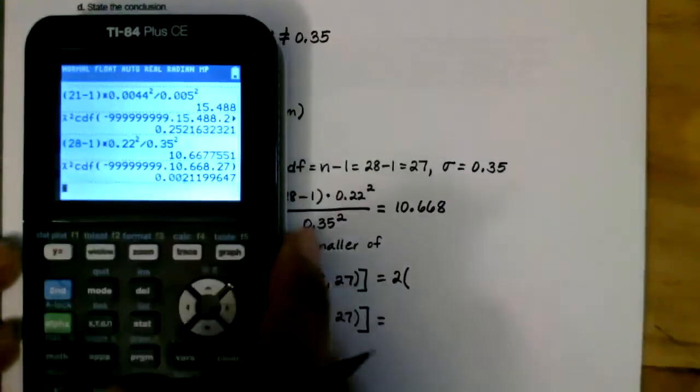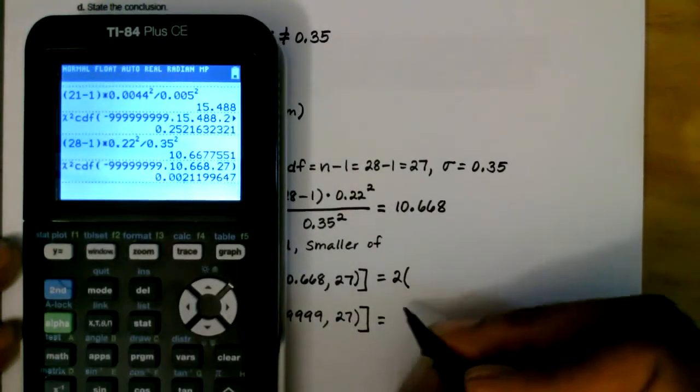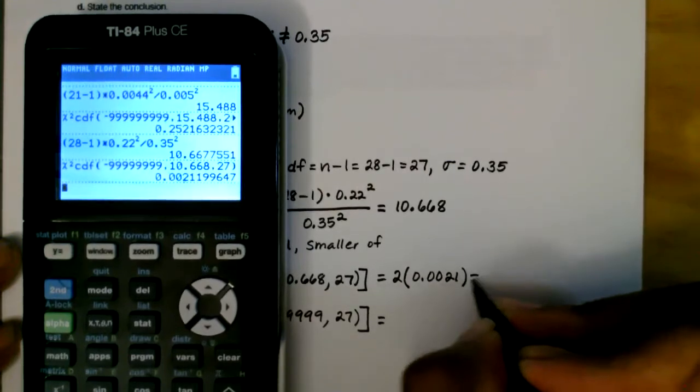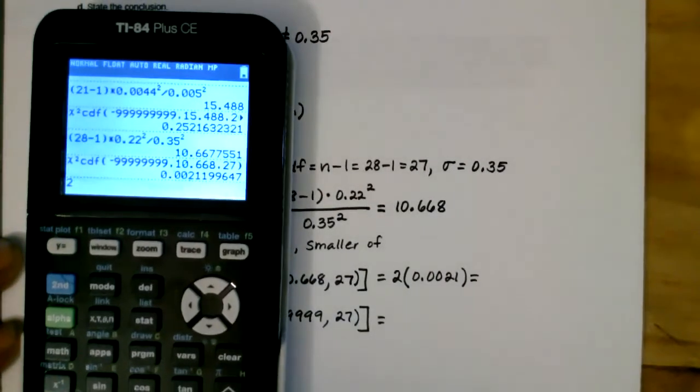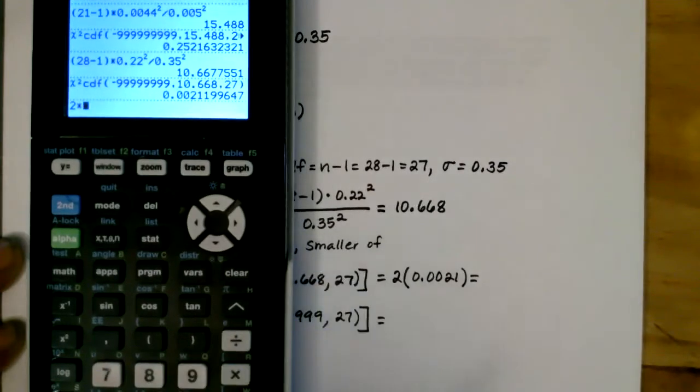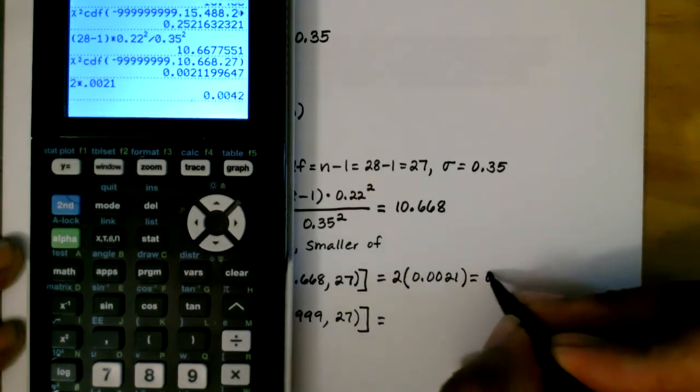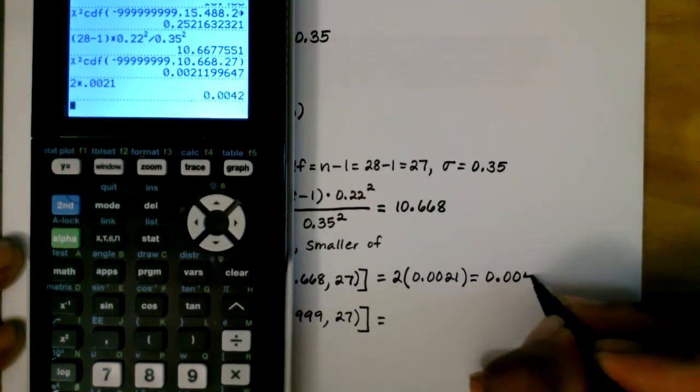But you know it's going to be 2 times that. So it'll be 2 times 0.0021. So 2 times that, because it's a two-tailed test. This will be 0.0042. Or to 3 decimal places, 0.004.